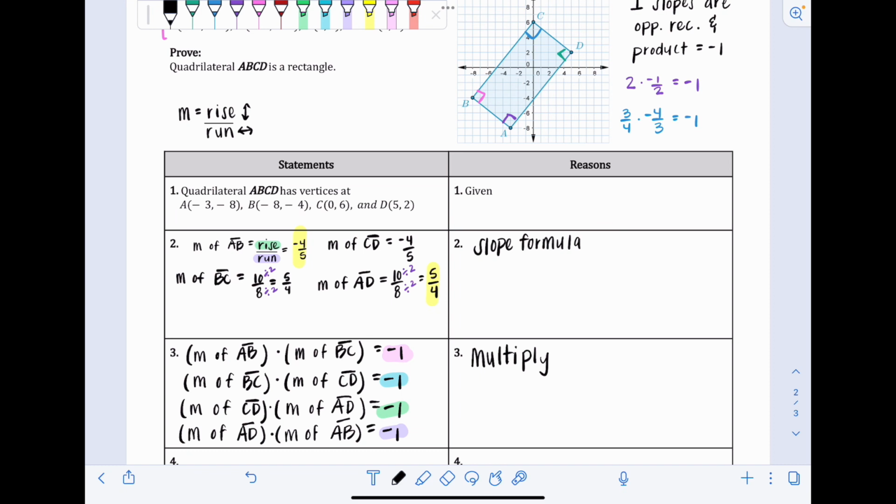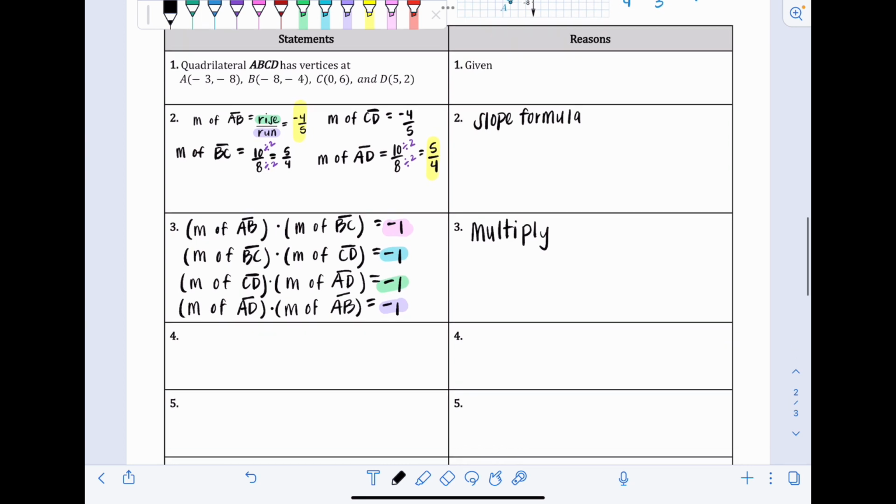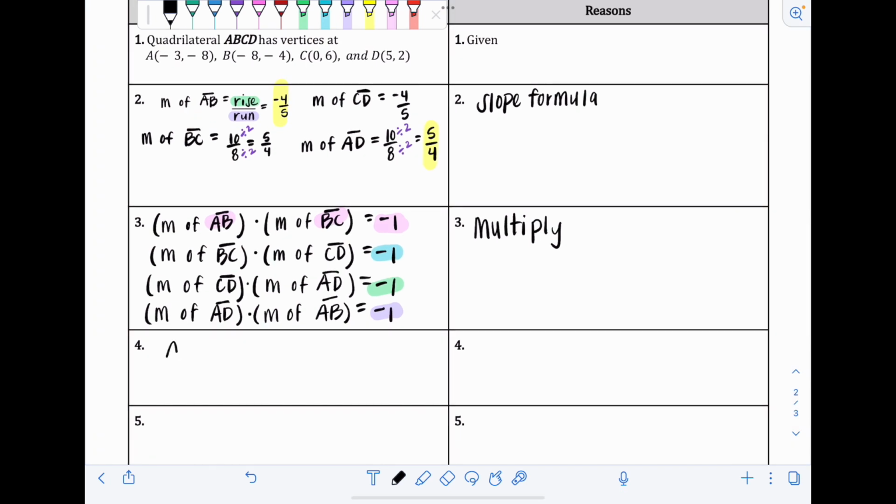So for 4 now, we can go ahead and pair each one up and say that they are perpendicular. They'll stay paired up just like these ones are. So the first one will be AB is perpendicular to BC, because they had that product of -1. And then next we'll do BC is perpendicular to CD, because they had that product of -1. So that's the first pair.